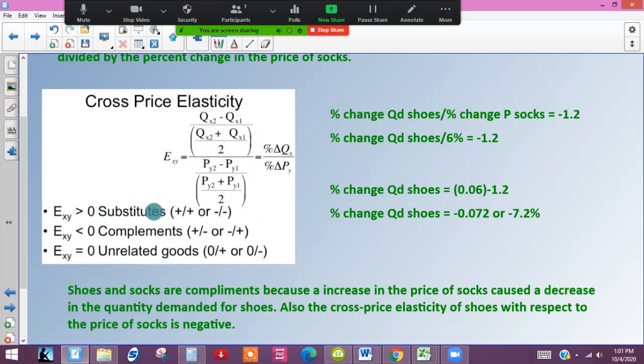The thing you really want to know is how to determine whether two goods are either substitutes or complements.